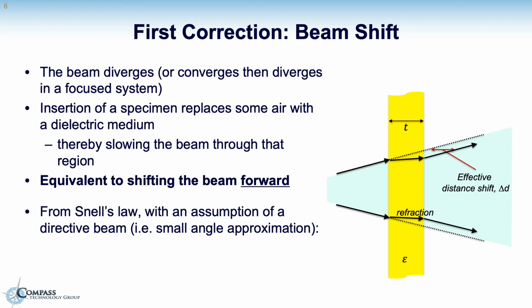And so that refraction, of course, is directly related to Snell's law. And if we make a small angle approximation, which essentially assumes that we have a fairly directive beam, we can calculate the amount of that beam shift. And that equation on the bottom left relates the beam shift, which is delta D, proportional to the thickness of the sample. And it's also related to the inverse of the square of the dielectric constant as well. So now with this beam shift, we can then go and apply a correction.